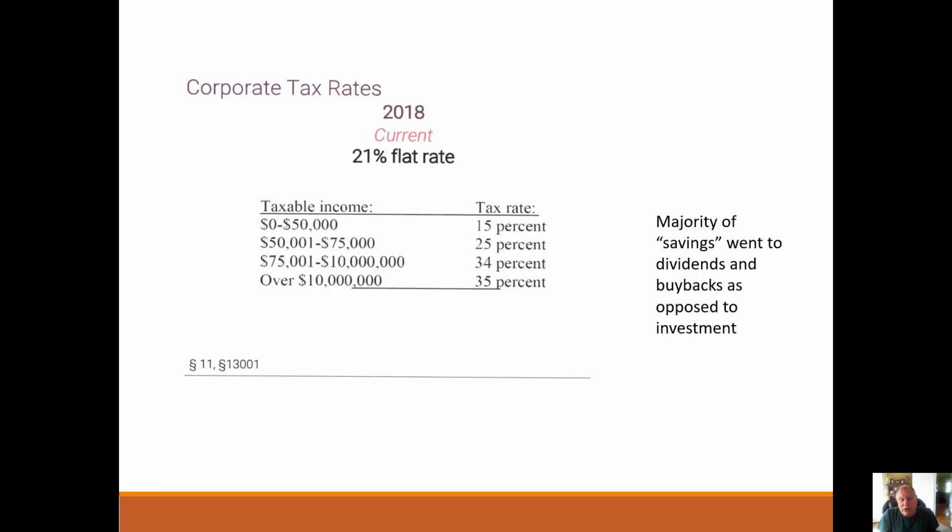Corporate tax rates: we went from income under 50,000 taxed at 15%, 50 to 75 at 25%, 75 to 10 million at 34%, and then 35%. That was just brought down to a 21% flat rate no matter what. The intent of the savings was to spur investment in property, plant, and equipment, research and development, hiring people. Most of it, unfortunately, went to pay dividends to shareholders and buybacks of stocks, and not investment. So that's what happened there.